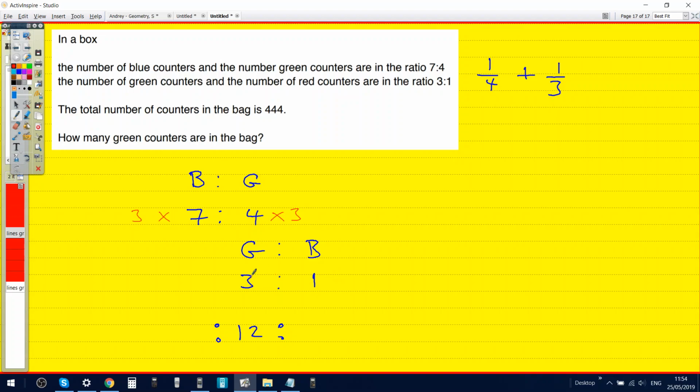Not times by 7. What did you times this 4 by? Yeah, 4. What do you get? 21 to 12 to 4. That's it. And now these counters you add together, so 21 add 12 add 4 is 37, and you do 444 divided by 37.